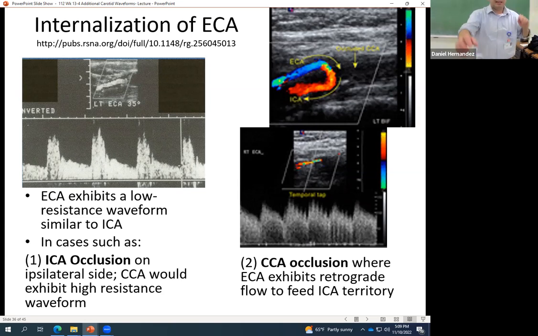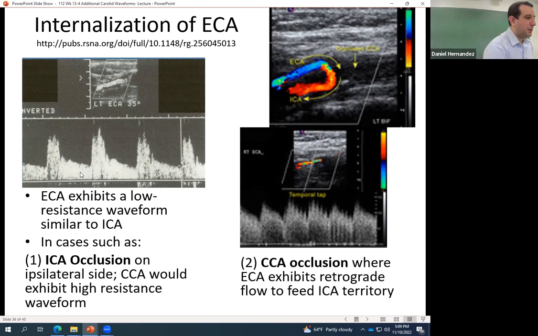That ECA has now taken over due to our collateral channels opening up. So we have, again, collateral pathways between the ophthalmic artery and branches of the ECA. Those connections have opened up and been made. We now have retrograde flow going on in those vessels. That ECA now has blood flow going to the brain due to those collateral channels.